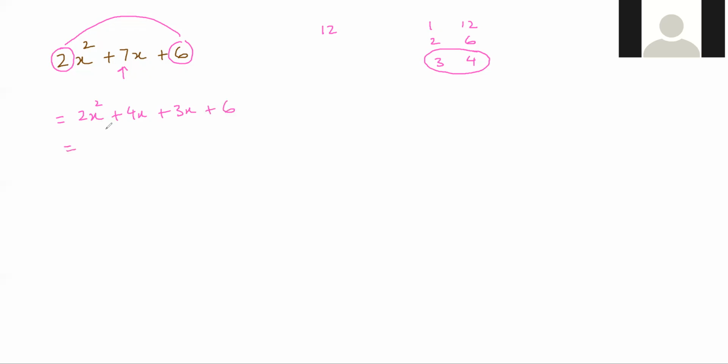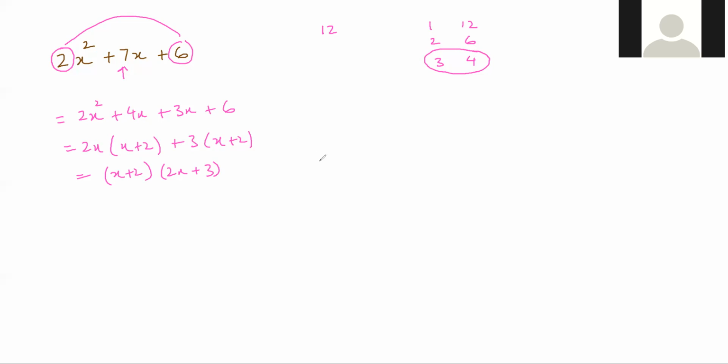Okay. So I am doing middle term breaking. This is 2x common from here. This is x plus 2. And you have 3 common from here. This is x plus 2. So this is x plus 2 into 2x plus 3. So this factorization is completed.